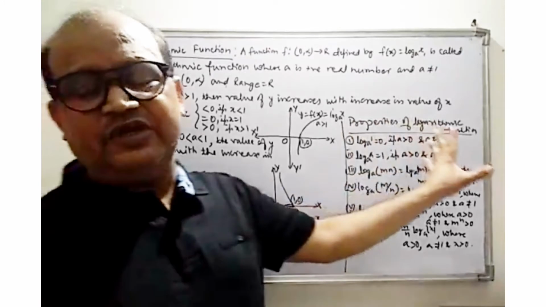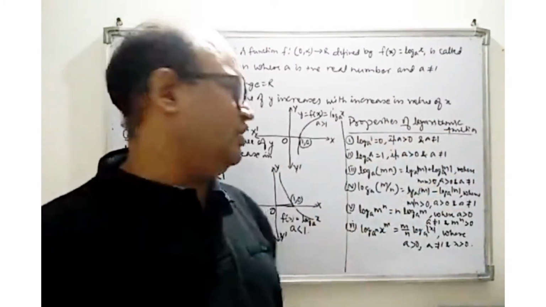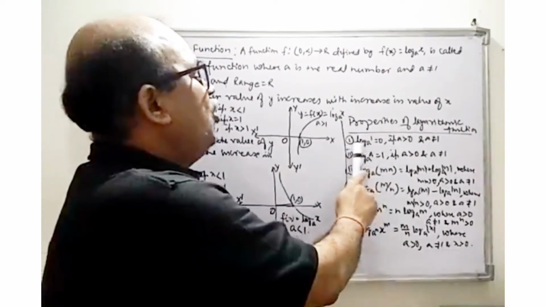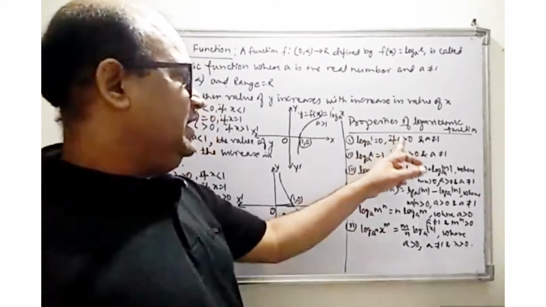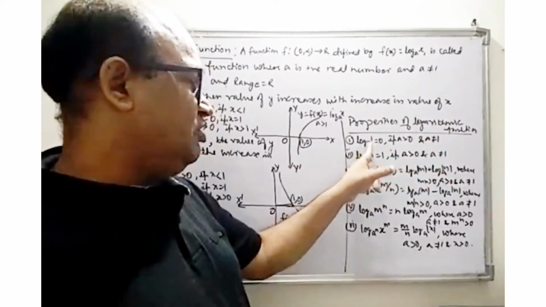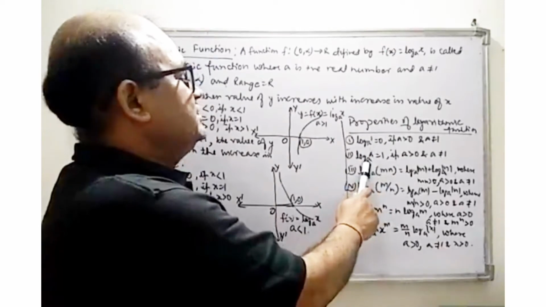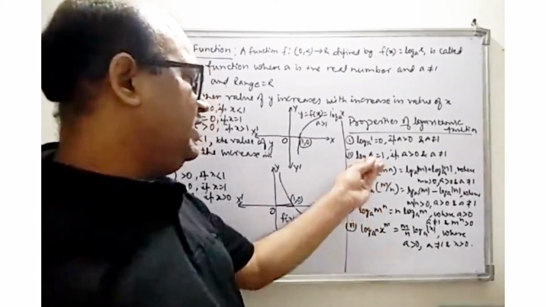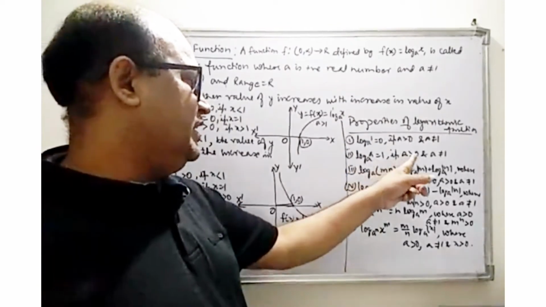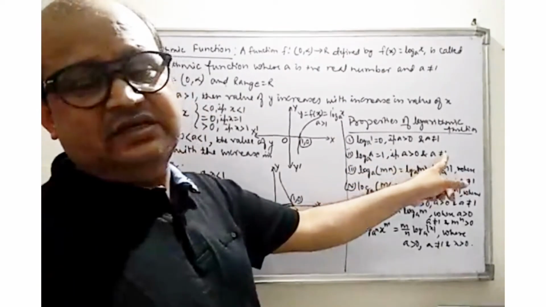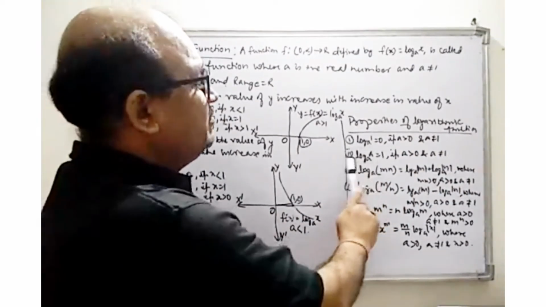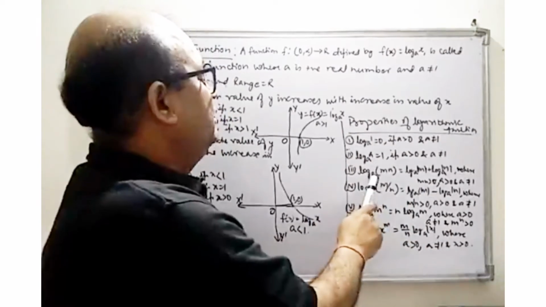Next, let us come to the properties of logarithm. What are the properties of logarithm? You know it. Log 1 to the base a equals 0, where a is greater than 0 and a is not equal to 1. Log a to the base a equals 1. That is, the log of any number to the base of that number is equal to 1, where a is greater than 0 and a is not equal to 1. Now, always a is a positive real number.